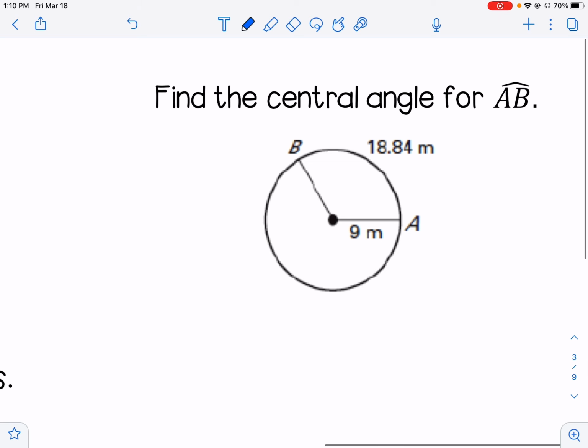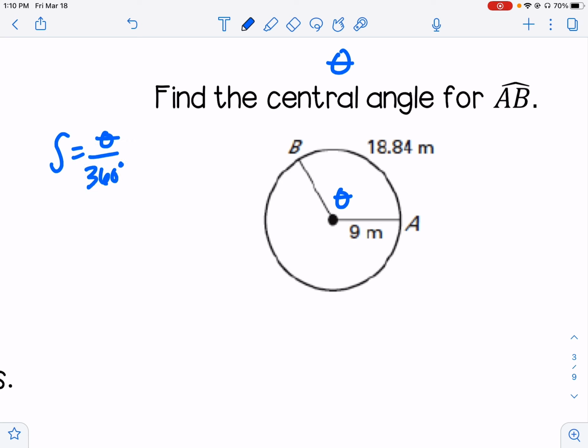So for this one, it wants me to find the central angle for AB. So I know that I'm actually trying to find theta. Once again, I'm going to start with my formula. S equals theta over 360 times 2 pi r. I personally like to rewrite my formula to isolate the variable I want. So the first thing I'm going to do is move that 360 up.